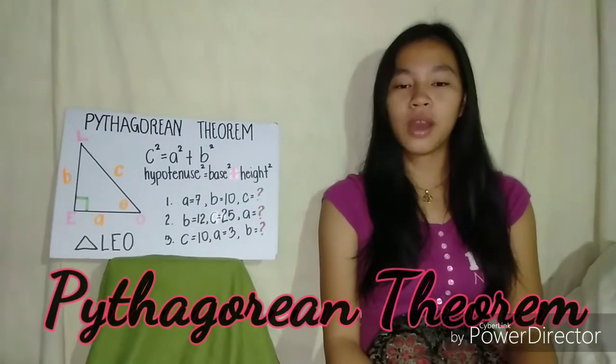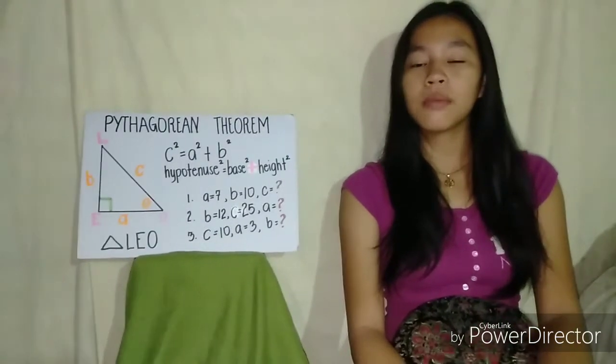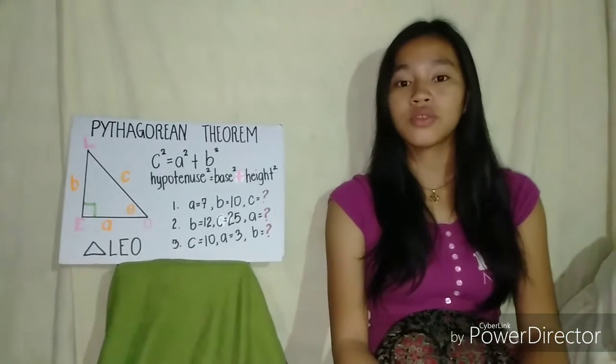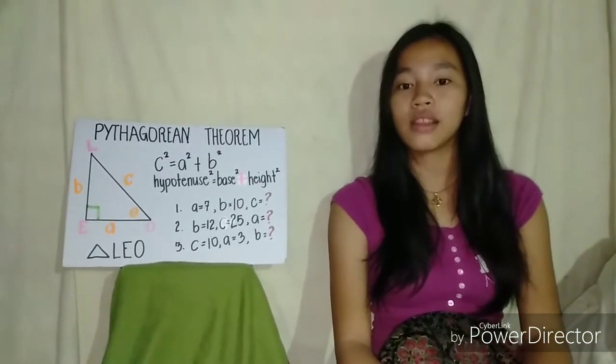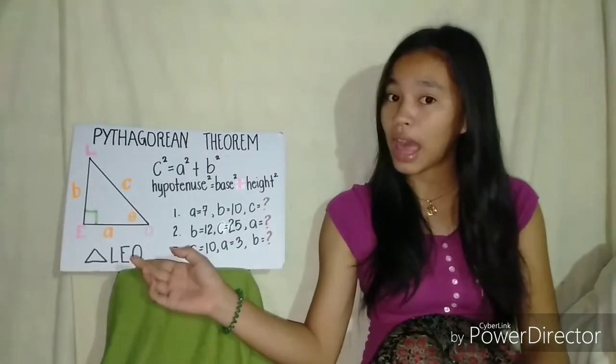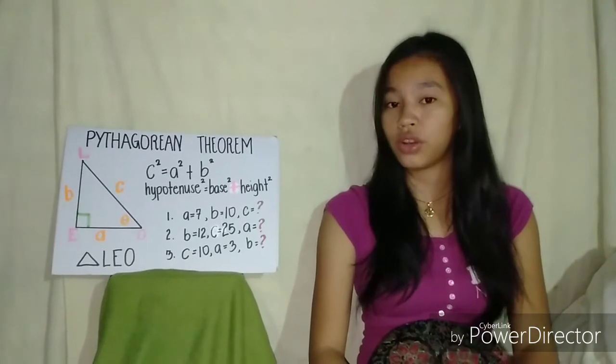In this video, I'm gonna discuss all about the Pythagorean theorem. The Pythagorean theorem is all about right triangles. We will only use it in a right triangle and not in different kinds of triangles. So we have here a right triangle LEO. Let me teach you the parts of a right triangle.